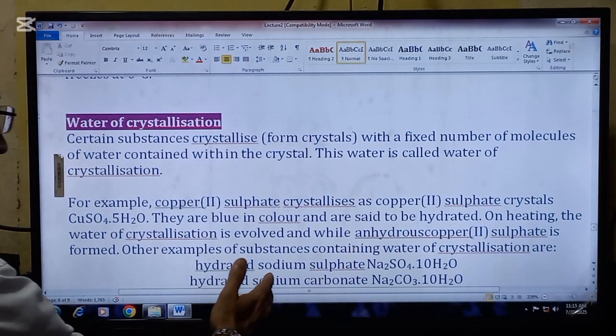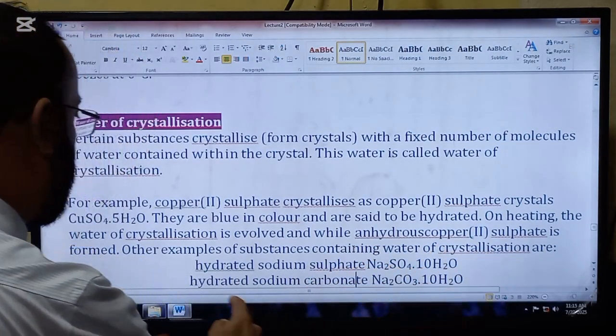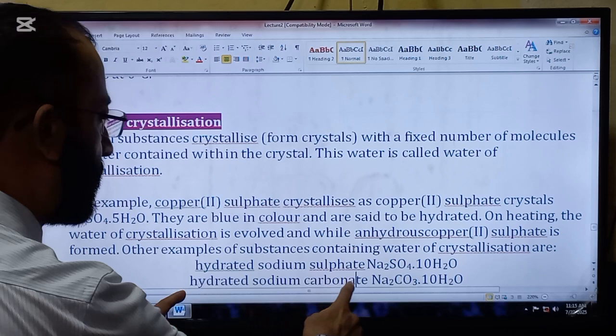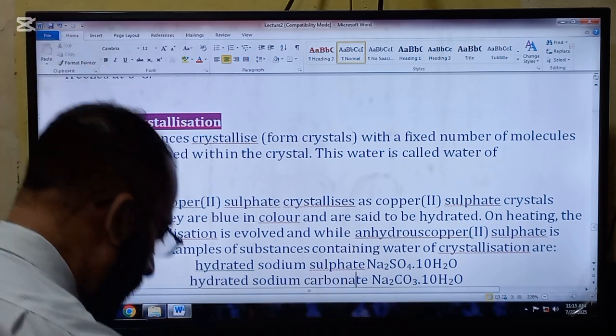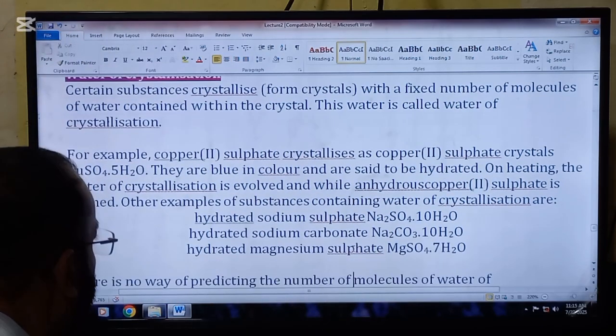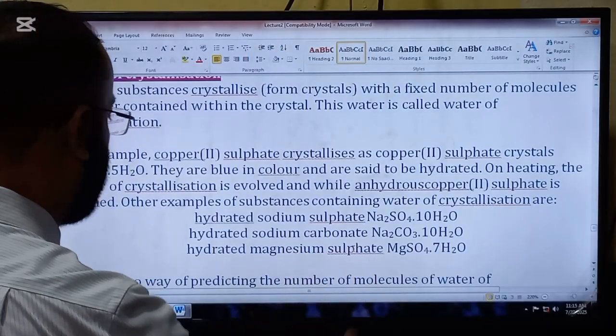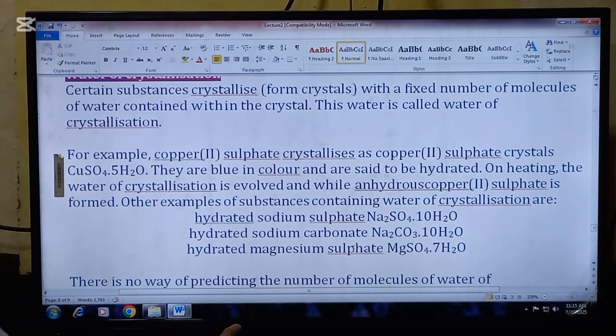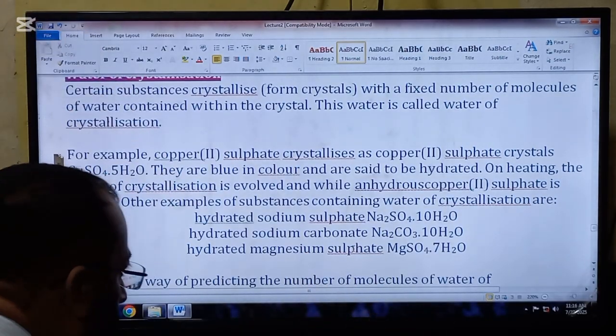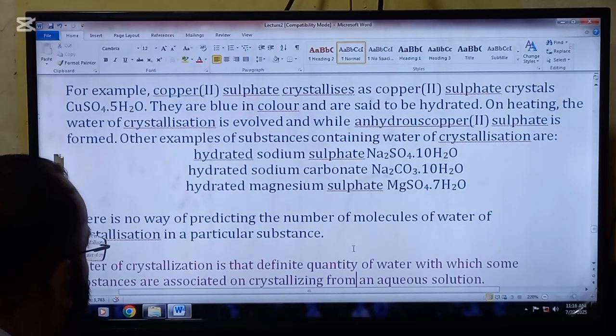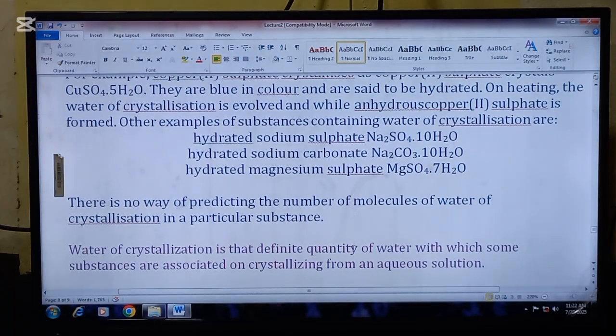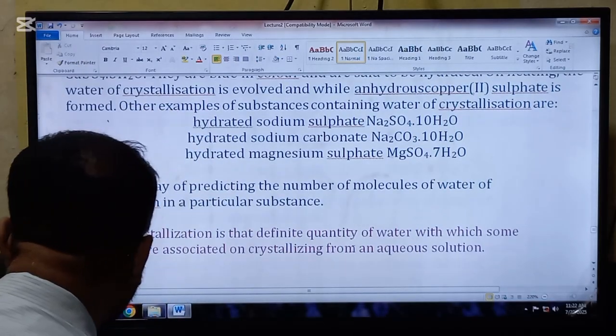Other examples of substances containing water of crystallization are hydrated sodium sulfate, hydrated sodium carbonate, and hydrated magnesium sulfate. There is no way of predicting the number of molecules of water of crystallization in a particular substance. So this is the definition of the water of crystallization.